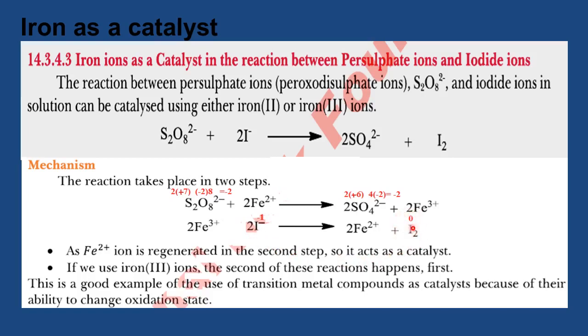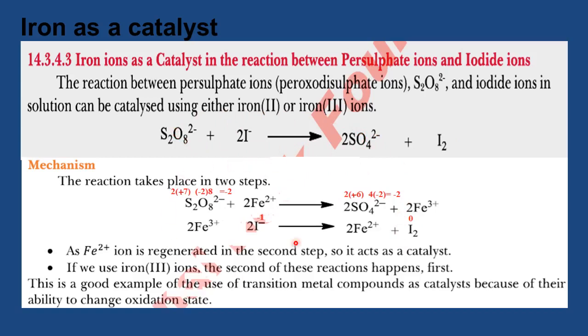So now students, if you look at the overall equation from these two steps, we can cancel out the ferric ions and we can cancel out the ferrous ions. After that, we are left over with persulfate ions and iodide ions on the reactant side, and sulfate ions and iodine molecule on the product side. So this is the overall reaction for this mechanism.